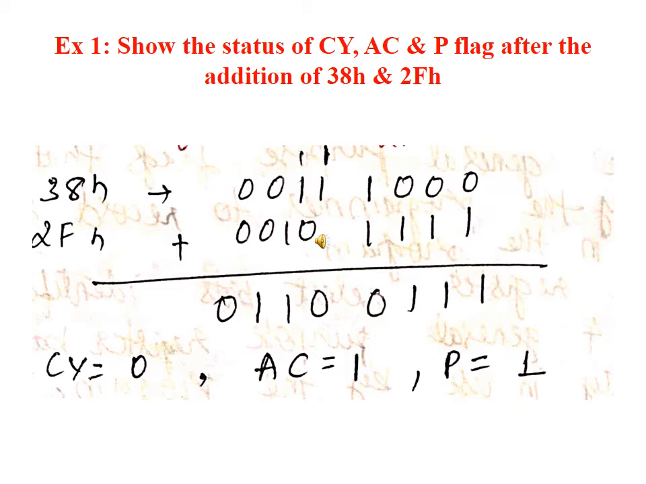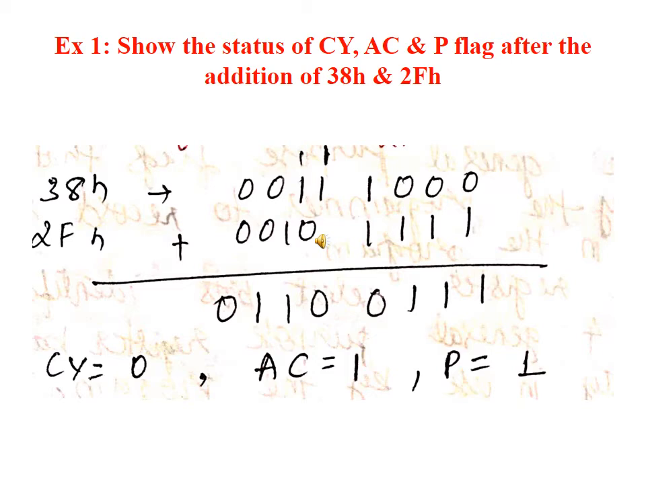So 0 plus 1 is 1, 0 plus 1 is 1, 0 plus 1 is 1, 1 plus 1 is 0 with 1 carry, 1 plus 1 is 0 with 1 carry, 1 plus 1 plus 1 is 1 with 1 carry. So 1 plus 0 is 1, then 0. So here you can see your result. The result is 0 1 1 0 0 1 1 1.